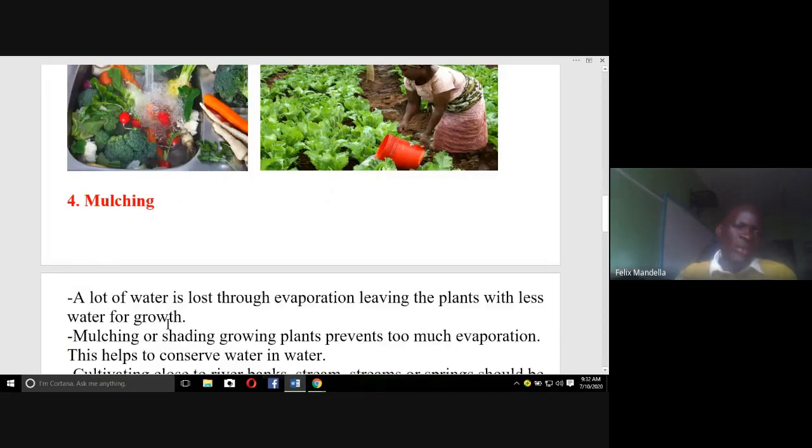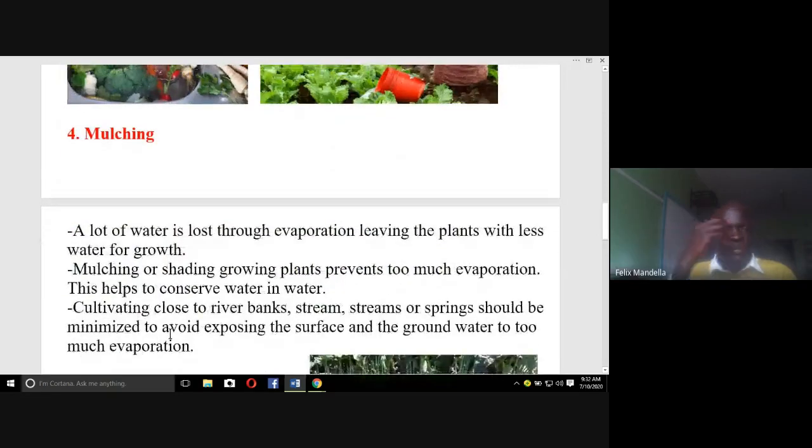Now let us look at another method of water conservation, and that is mulching. Mulching is application of dry matter, and by matter here I mean leaves or parts of plants. So mulching is just application of dry matter in a farm where young crops are growing, or where crops are growing, at the base of each stem.